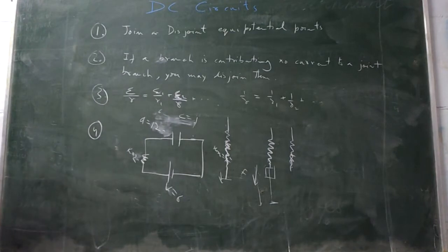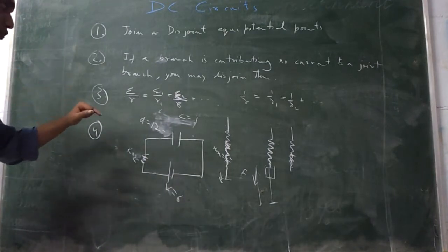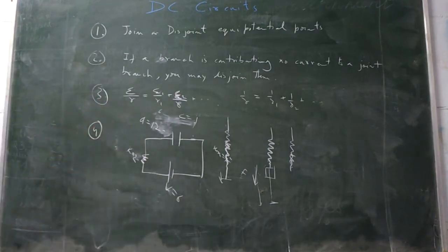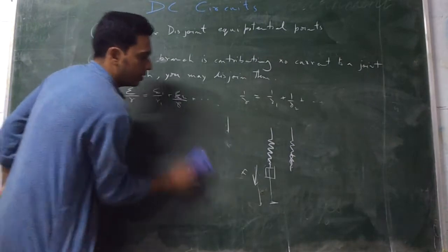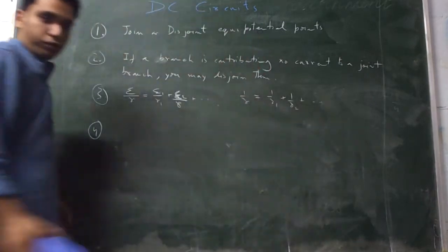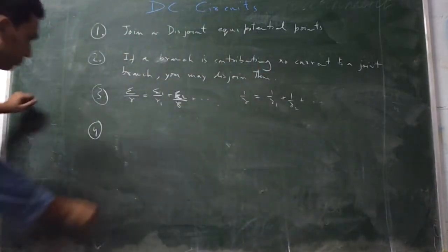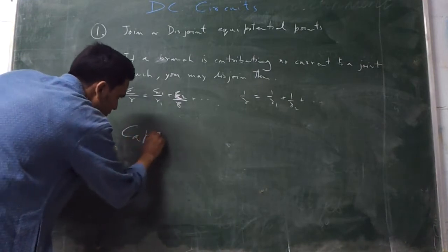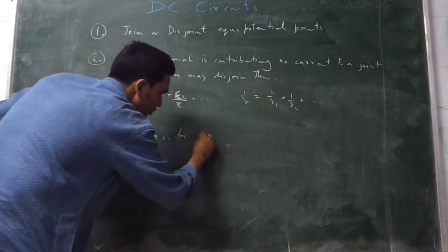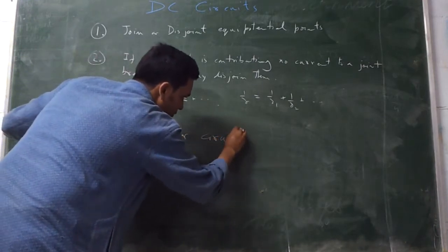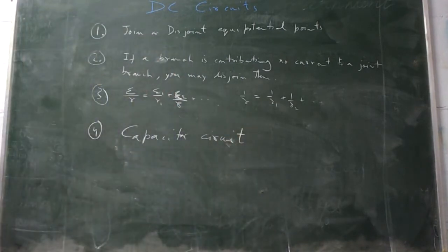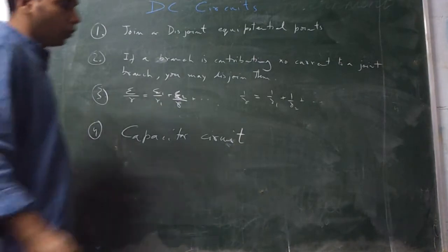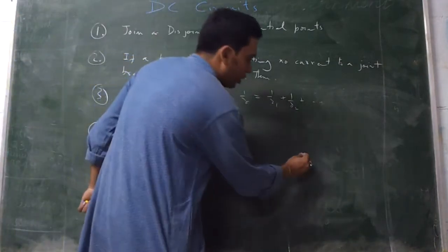So this is the basic of capacitors. If a question is coming, first you have to imagine how it is going to behave. So first thing in a capacitor circuit, you have to see what is the final charge it is going to go to.